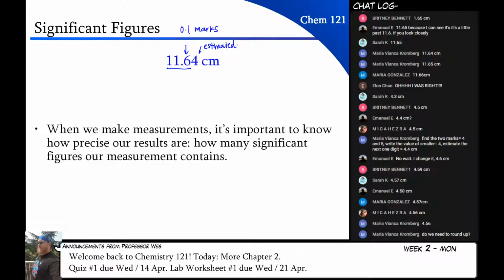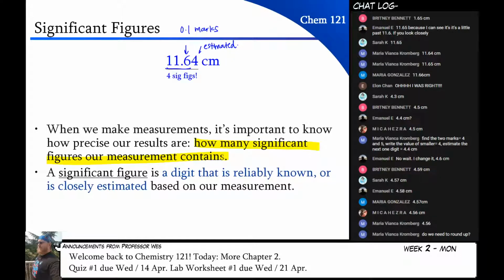The other thing that we can do is we can determine how good of a number it is by how many digits there are. How many significant figures are in our measurement. And so what that means is how many digits were you able to write down? More digits is better. So counting the number of digits will tell us how precise our results are. Since this number had 4 digits in it, we could say it has 4 significant figures. I wrote a 1, a 1, a 6, and a 4 to get the value of my object.